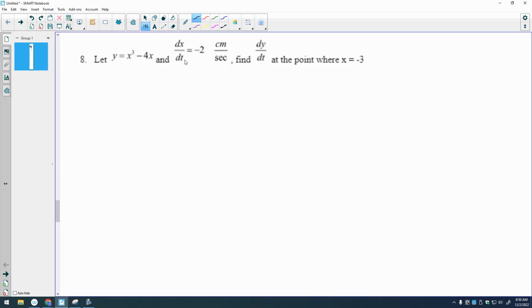Okay, how do I know? Because it tells me right here. So all of this is going to be an implicit differentiation. Y prime, or derivative of y with respect to t is dy dt. Derivative of x cubed is 3x squared. And I'm not taking the derivative with respect to x. I am taking it with respect to t. So I have to have that in there. Derivative of a -4x is a -4. And again, I got to have my dx dt.